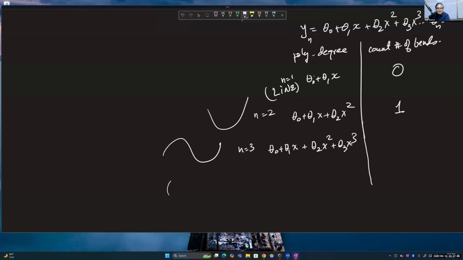2, right? Or this is also an example. Many of these have 2 bends. Do you see a trend out here? N minus 1. Yes. So degree n minus 1 gives n minus 1 bends. So that gives you actually one of the loveliest tricks that I use.